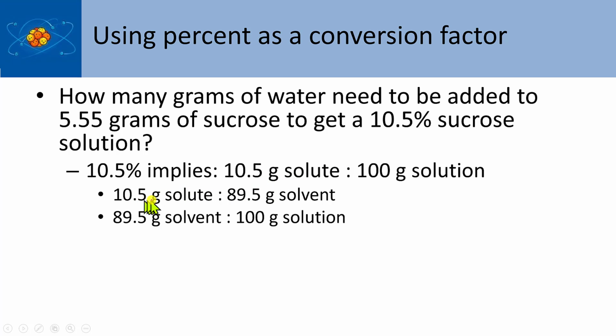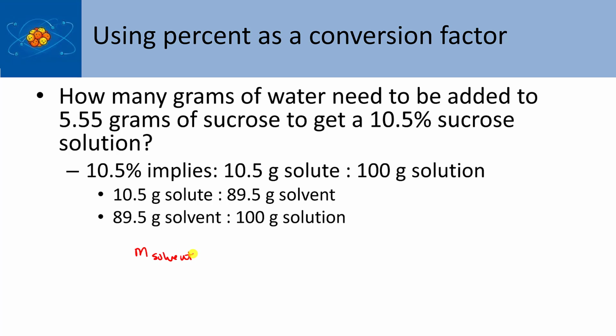It could be 10.5 grams of solute for 89.5 grams of solvent, so basically I just took the 100 and subtracted the 10.5 from it. Or it could be 89.5 grams of solvent for every 100 grams of solution. There's a lot of ways to look at this kind of problem. So if you wanted to get a 10.5% sucrose solution out of this, that means you need to know the mass of the solvent that goes with the 5.55 grams.